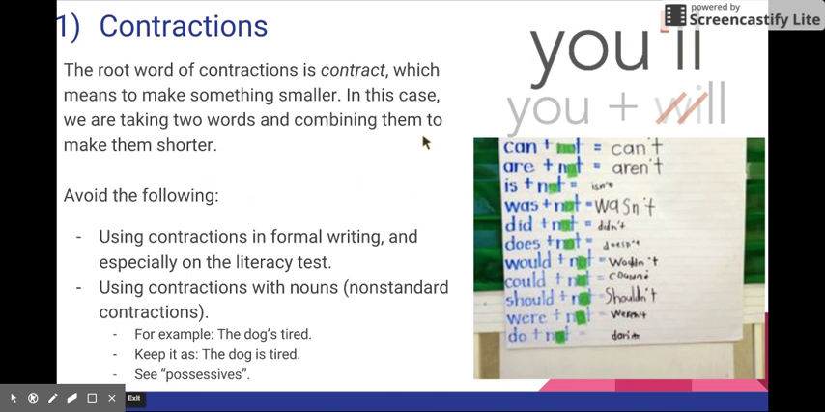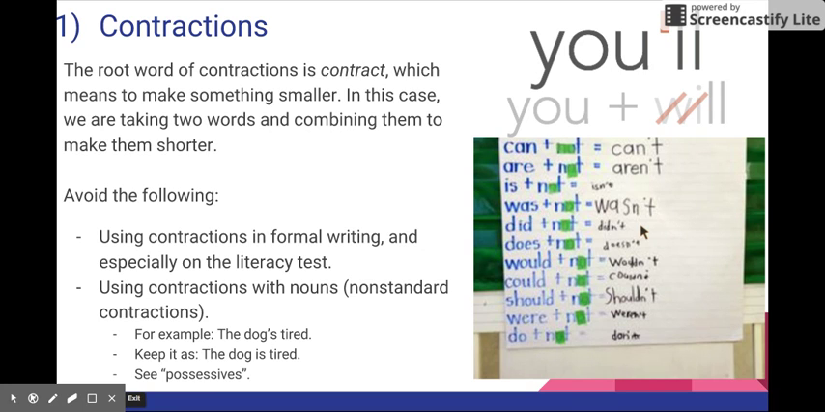Contractions. When we are using a contraction, in general, we are taking two words and combining them to make our sentence shorter. For example, I hope that you will watch this video can be shortened to I hope that you'll watch this video. So we've taken out the W and the I. There are a lot of these that we could do. So should not becomes shouldn't.